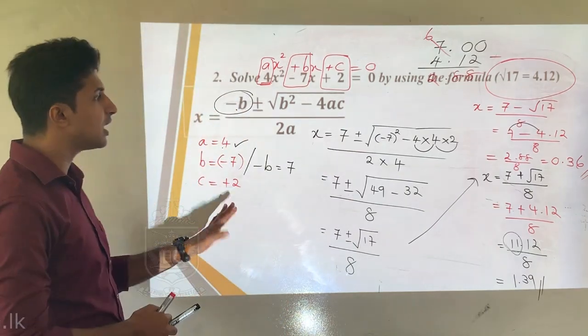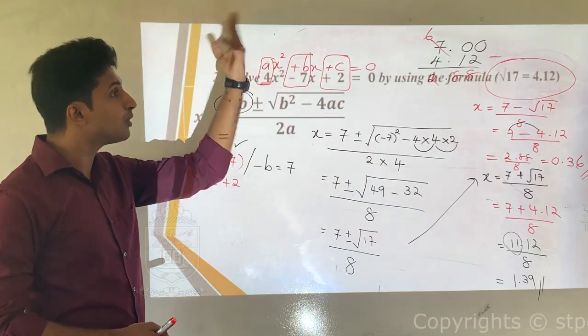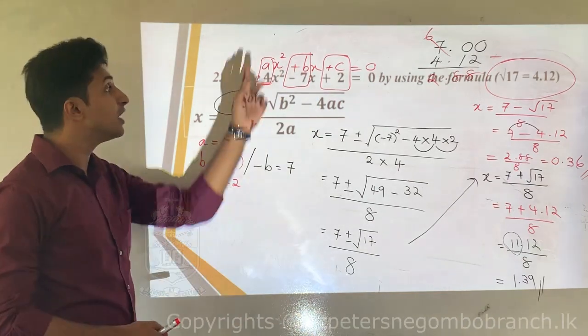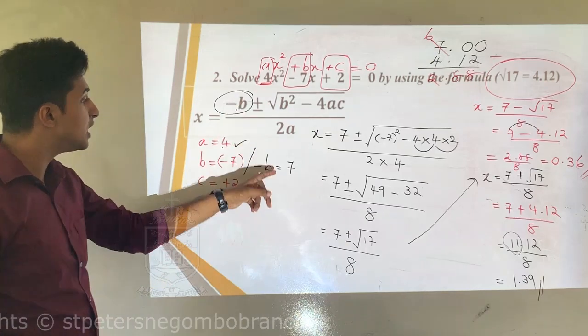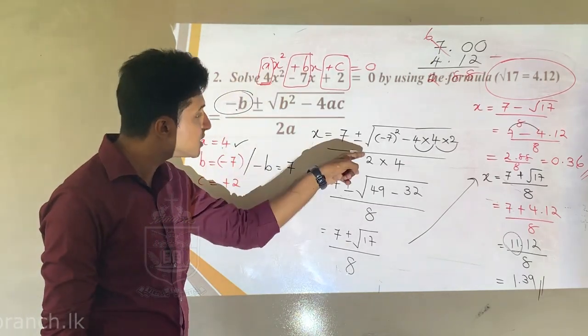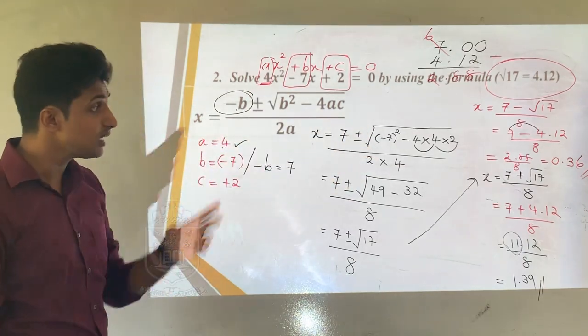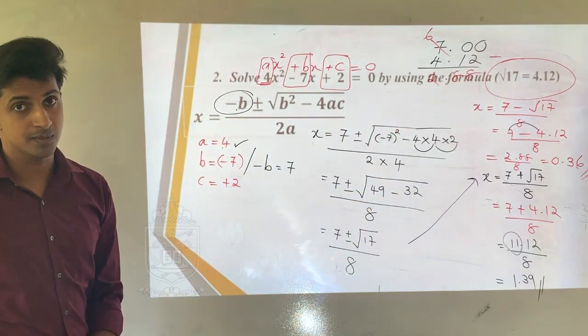Okay, same thing we have done. We have written the formula on top of the equation. We have written ax square plus bx plus c equal to 0. We have written the values for a, b and c separately. We have taken the value for minus b separately, and we have gone in and substituted the values into the given formula. After that, accordingly, we have simplified the answer.